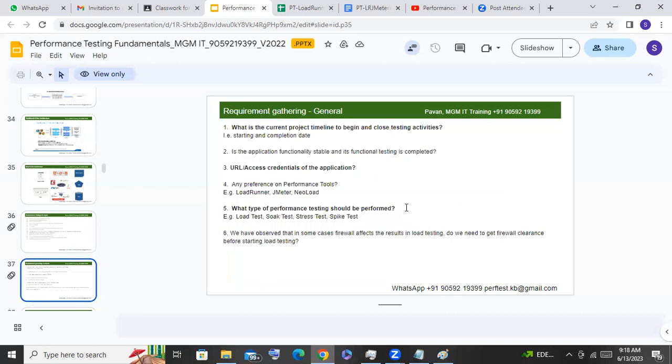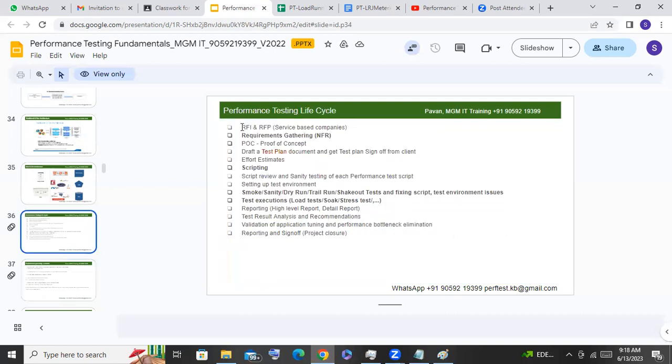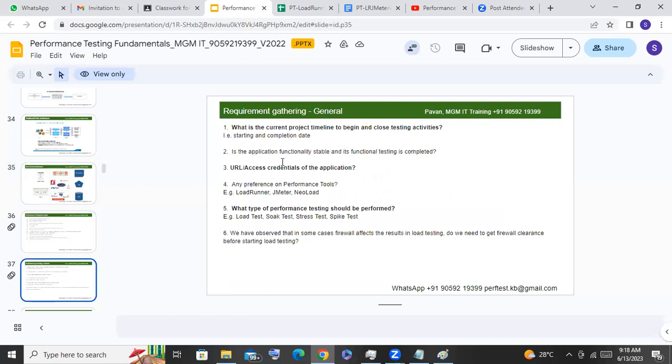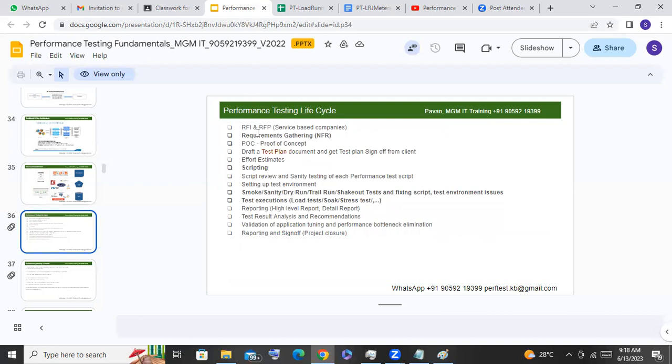Now guys, we have actually talked about this RFI and RFP, right? What is RFI? Request for information. And what is RFP? Request for proposal. So what are the different things that you would go through in the RFI and RFP? We will discuss it a bit later, but we'll show you a couple of documents on RFI and RFP, and what are the different things that are there in those particular documents.